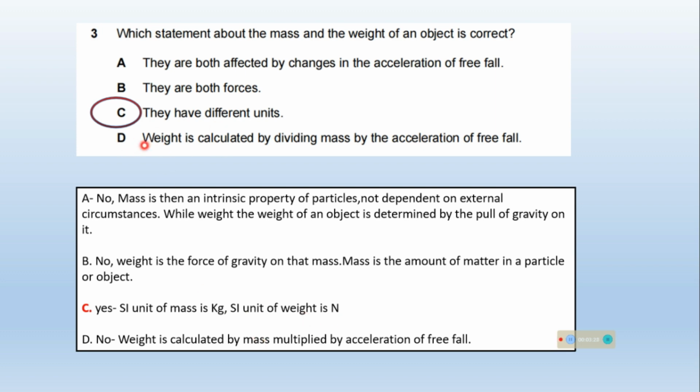Again, let's check what D says. D, weight is calculated by dividing mass by the acceleration of free fall. No, weight is calculated by mass multiplied by acceleration of free fall. So option C is right here.